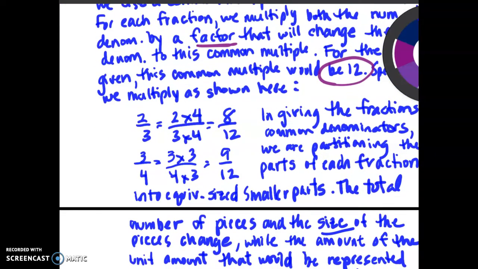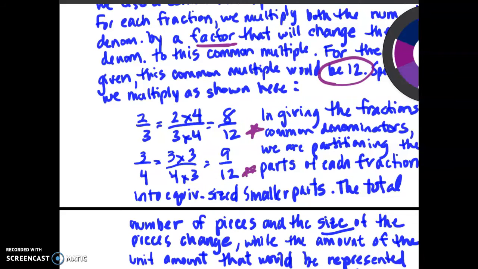So in giving the fractions common denominators, what we're essentially doing in a drawing is partitioning the parts of each fraction. I'm going to multiply both the numerator and the denominator of 2/3 by 4 so that I can get 12, my common multiple. I'm going to do the same with 3/4 by multiplying the numerator and the denominator by 3 in order to get that denominator of 12.